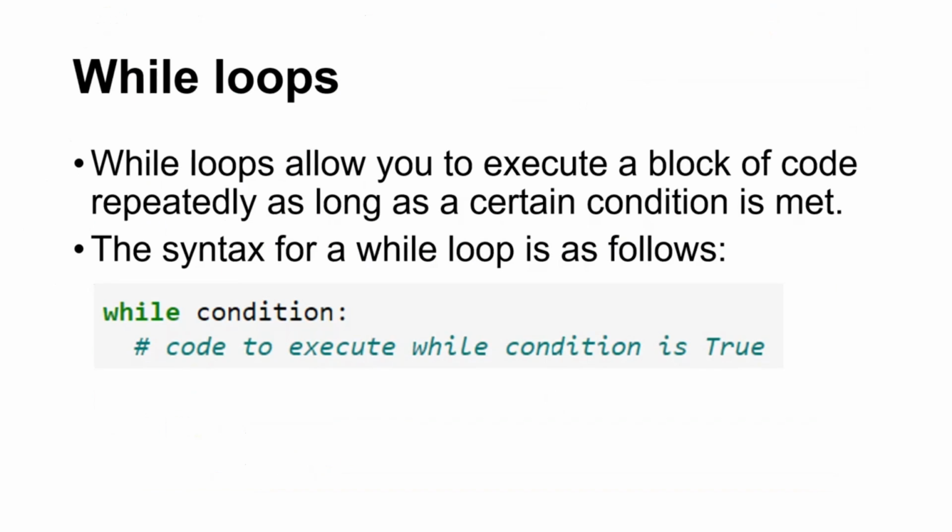The last control structure we are going to look at is the while loops. While loops allow you to execute a block of code repeatedly as long as a certain condition is met. The syntax is as follows. We write the keyword while, and then we specify the condition that you want to check. And here is where the piece of code that you want to execute while the condition you specified here is true. We can look at this in Jupyter Notebook.